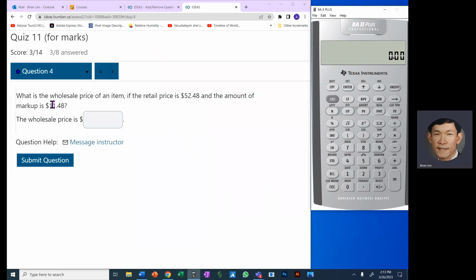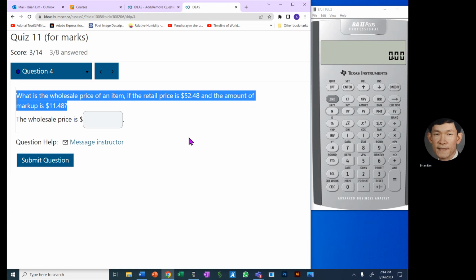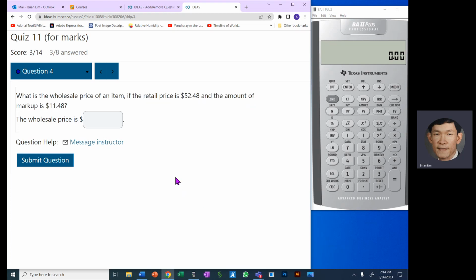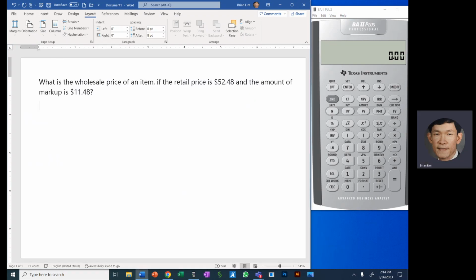Okay, let us begin. What is the wholesale price of an item? The retail price is $52.48, and the amount of markup is $11.40. Okay, so let us copy this and let's see if we paste it. All right. So we have the wholesale price and we have the retail price.